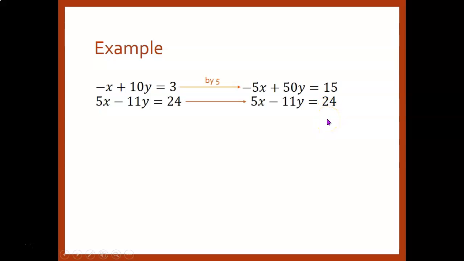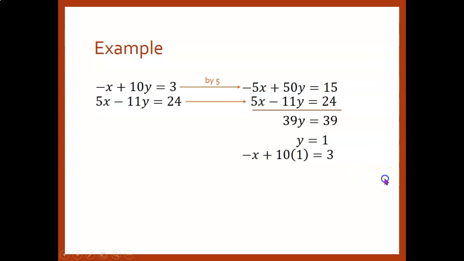And now, when I add these two equations together, the x's do get eliminated because the negative 5x and the positive 5x add up to 0. Meanwhile, the plus 50y and the minus 11y add up to 39y. And over here, the 15 and the 24, when I add those together, I get 39. So look, 39y equals 39. I can solve that. Just divide both sides by 39. So y equals 39 divided by 39 is 1.